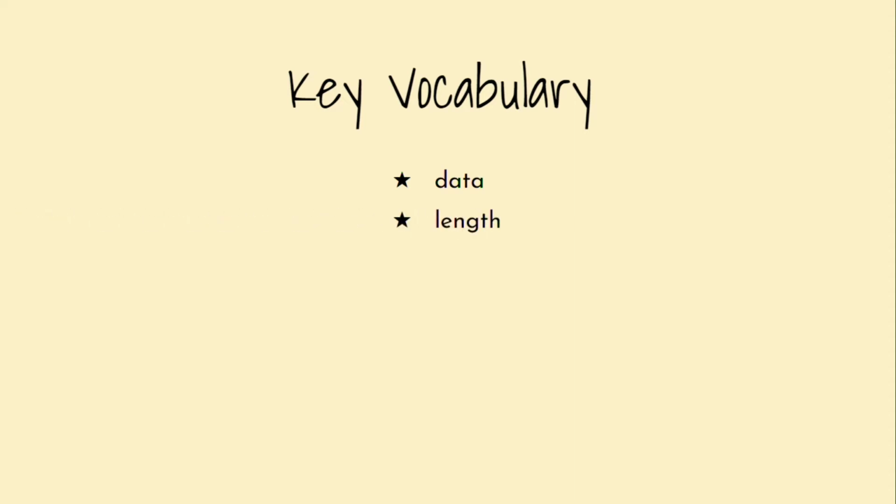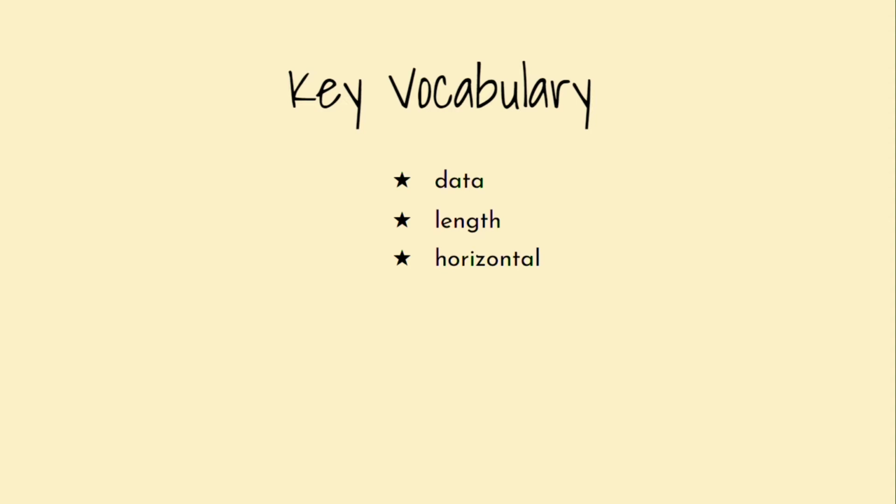Maybe you noticed the word length. The length of an object refers to how long the object is. Another important vocabulary word is horizontal. When we talk about something that is horizontal, keep in mind that it means it goes from side to side.